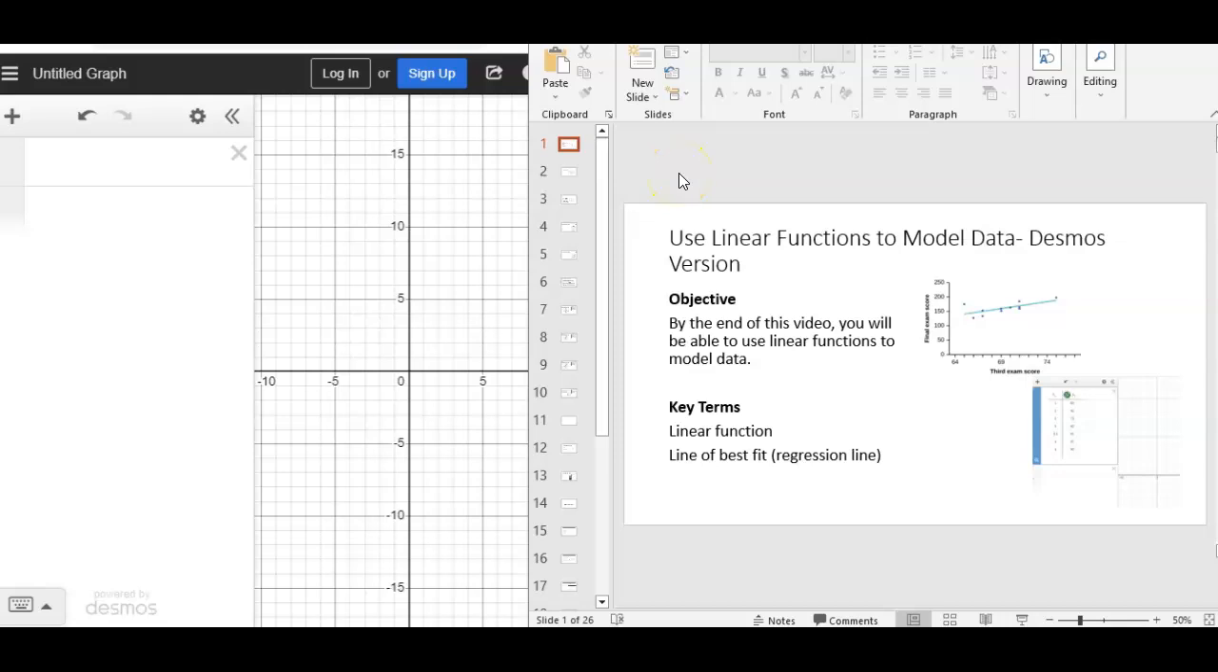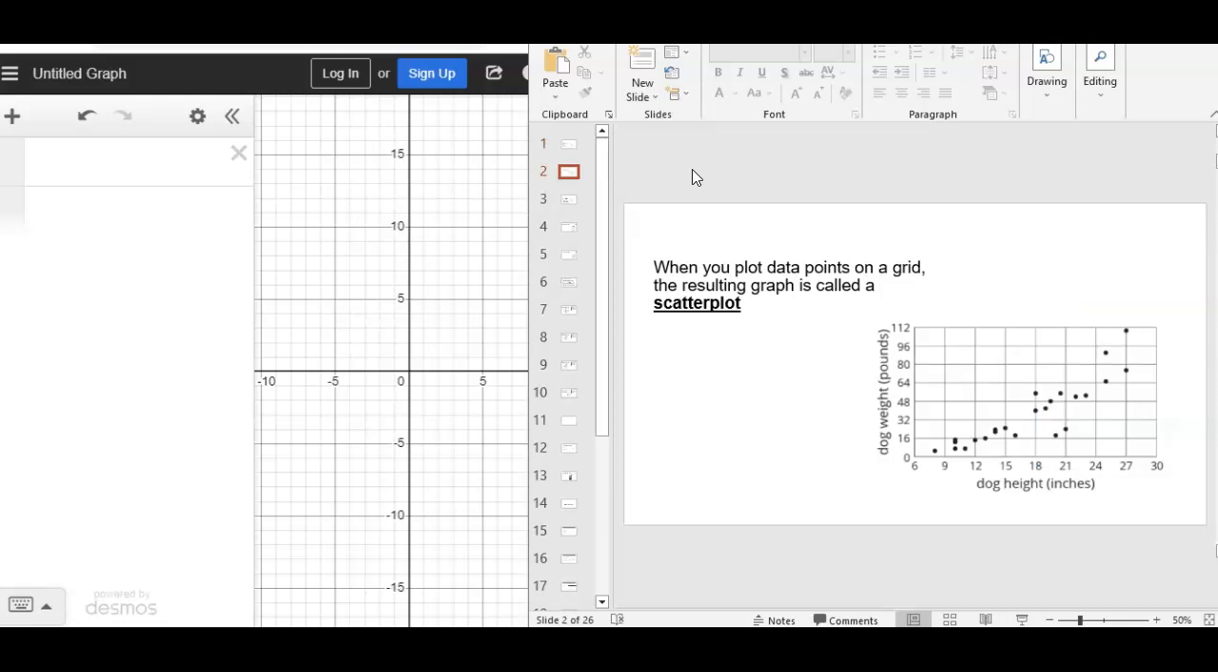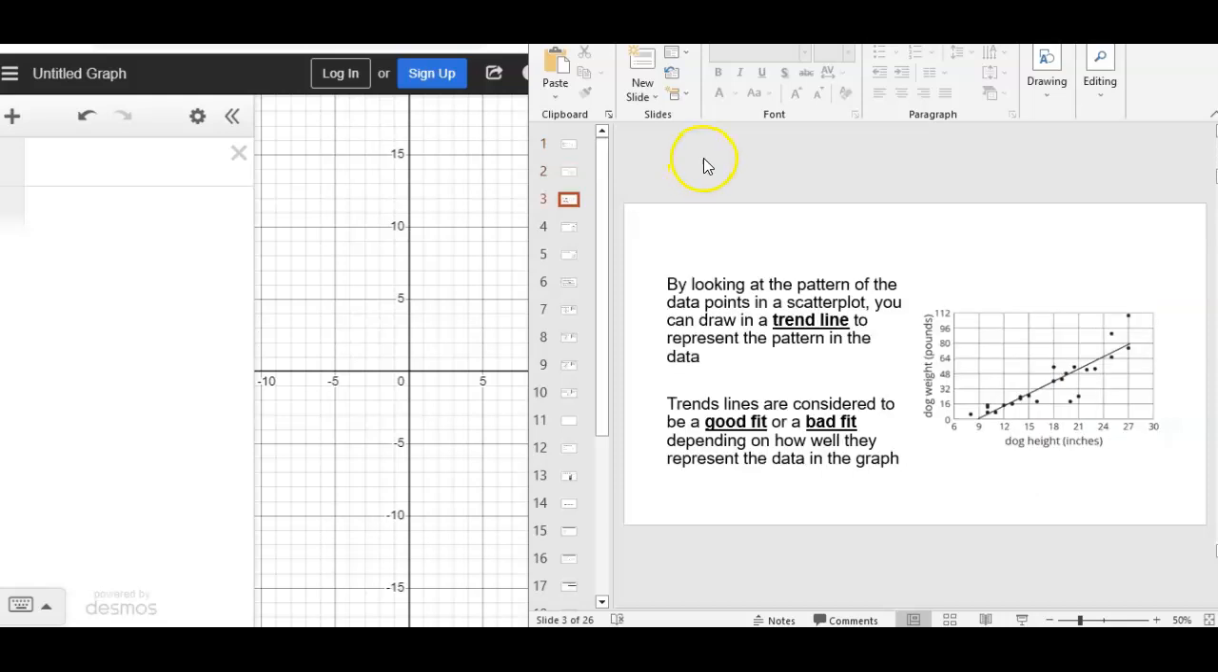So in this video, we're going to talk about how to use linear functions to model data in Desmos. When you plot data points on a grid, the resulting graph is called a scatter plot. By looking at the pattern of the data points in a scatter plot, you can draw in a trend line that will represent the pattern in the data. Trend lines are considered to be a good fit or a bad fit depending on how well they represent the data in the graph.